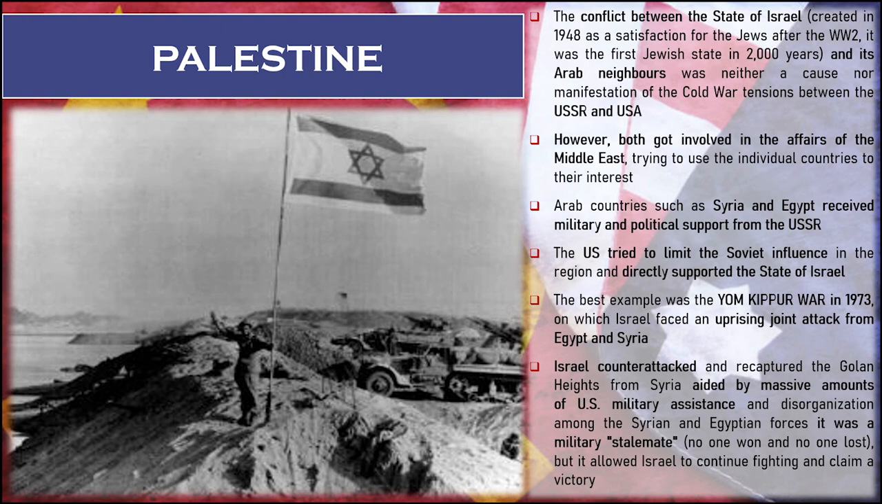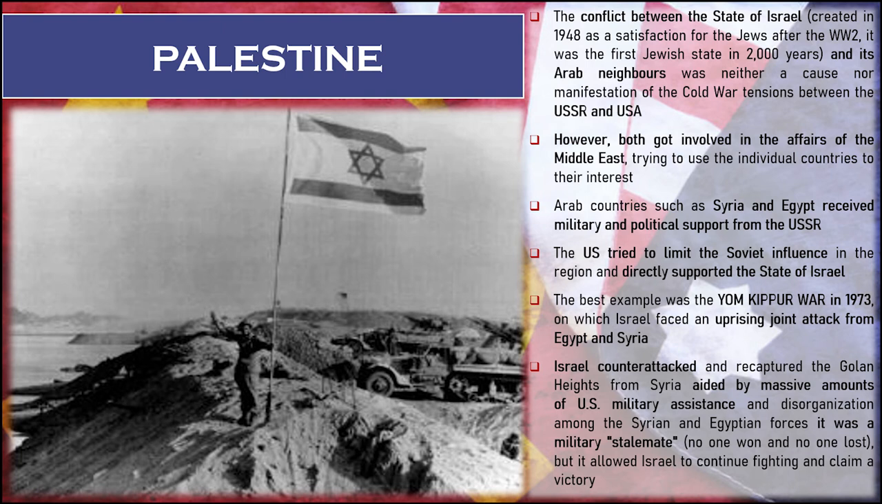This conflict was neither a cause nor manifestation of the Cold War tensions between the USSR and USA. However, both of these superpowers got involved in the affairs of the Middle East, and they were using these countries for their own interests. So it was not as classical an example of a proxy war as the Korean or Vietnam War. Arab countries such as Syria or Egypt received military and political support from the Soviet Union. The United States tried to limit the Soviet influence in the region of the Middle East and directly supported the State of Israel. So immediately after 1948, there was this conflict.